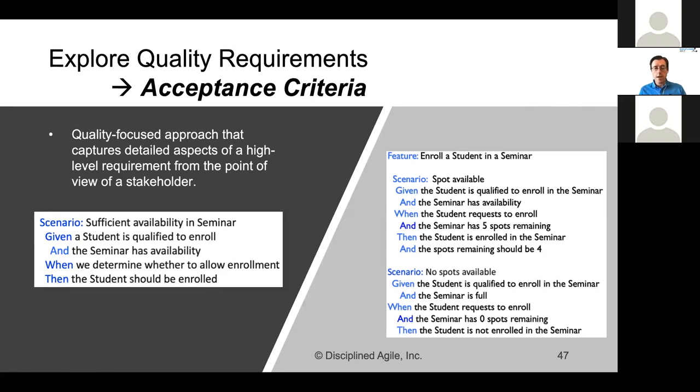And it can be low tech. You can put them into an Excel spreadsheet if you want to. I see that done a lot. Or you can automate them. Yeah, so this is automated acceptance testing.